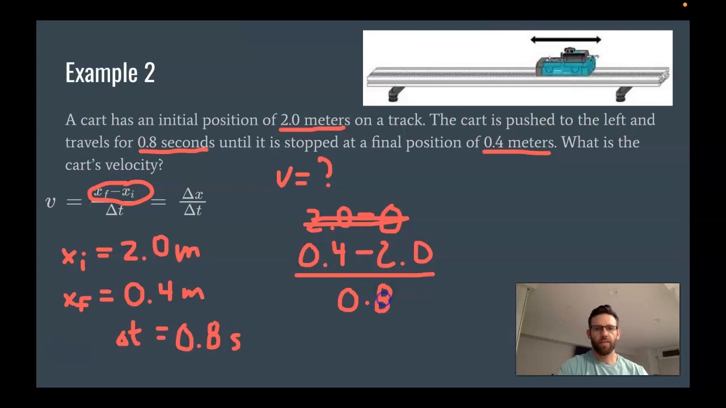All right, 0.4 minus 2.0, that's negative 1.6. That divided by 0.8, put a little 0 here so we all know what we're talking about. Okay, and that's going to be negative 2 meters per second. So again, I'm moving to the left, so having a negative velocity makes sense. Again, check your work, but that number makes sense to me.